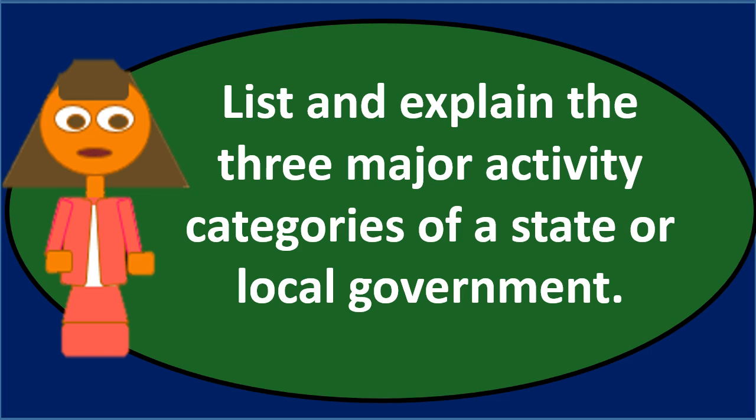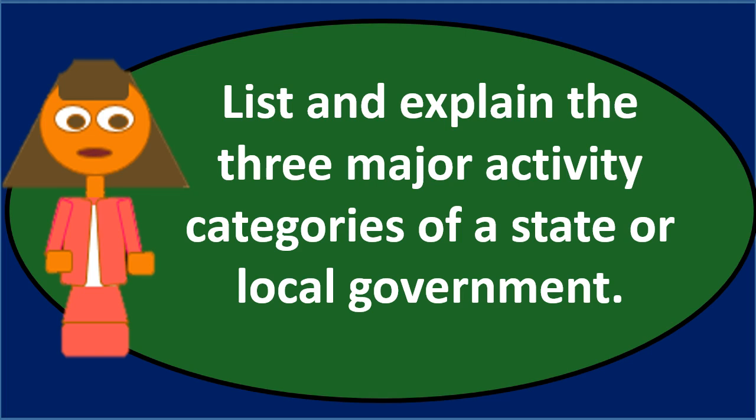Keeping that in mind, let's take a look at this one more time. List and explain the three major activity categories of a state or local government. If we see a question like this, our first goal might be to define the state and local government, and then of course to list those activities. Once we have them listed, then go into the details with it. That's a good place to start for the essay question and discussion question to pick up the most points up front. Then you may want to expand on that.